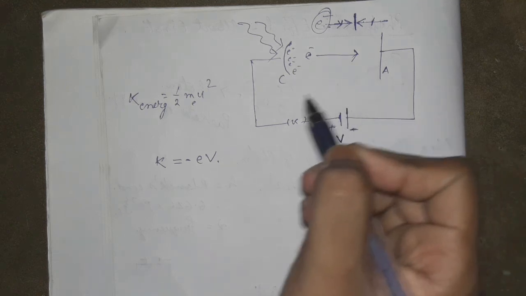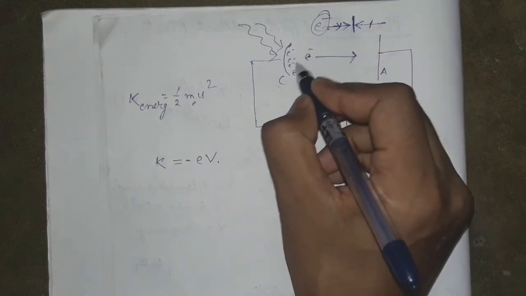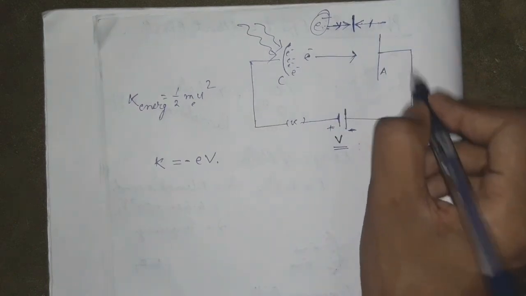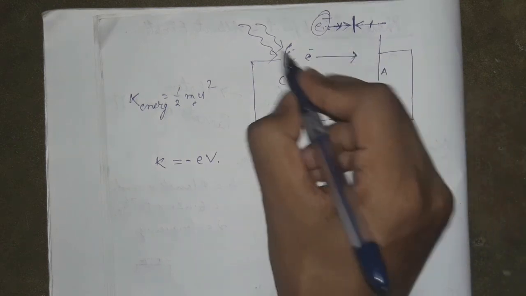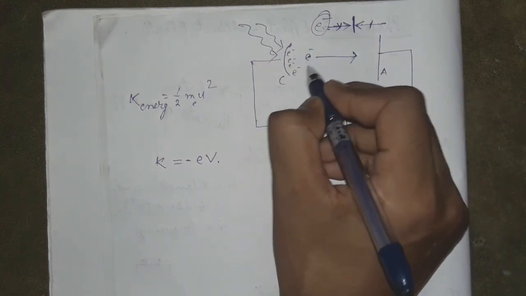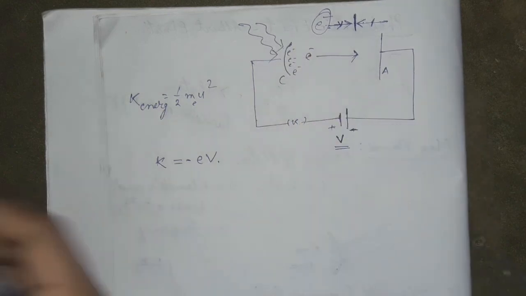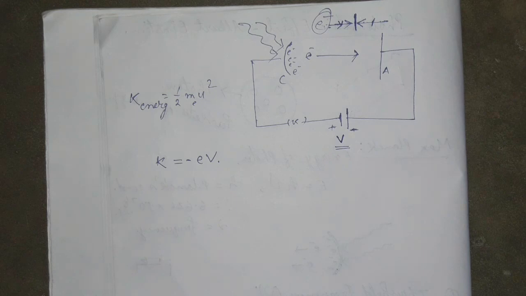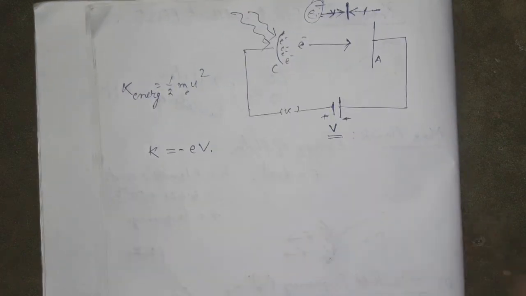One very important thing is that the current flowing through this circuit depends on the intensity of the light, but the energy of the electron depends only on the frequency of light. This is a very simple and interesting thing, and based on this there are a few graphs, but I don't want to make this video longer, so we'll discuss those in the next video.